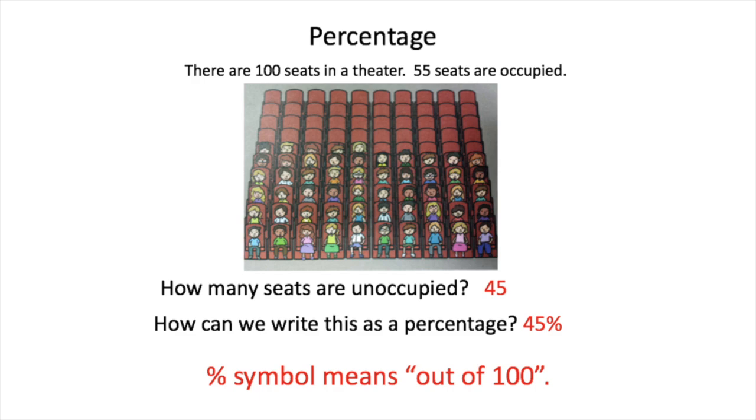100 seats are unoccupied. However, when using percentages, we're not always talking about exactly out of 100. Sometimes we need to make equivalent fractions or do other math figuring in order to figure out the percentage. But the percentage symbol itself means out of 100.